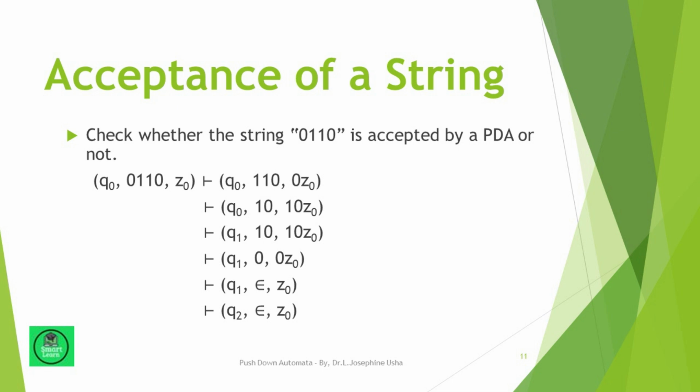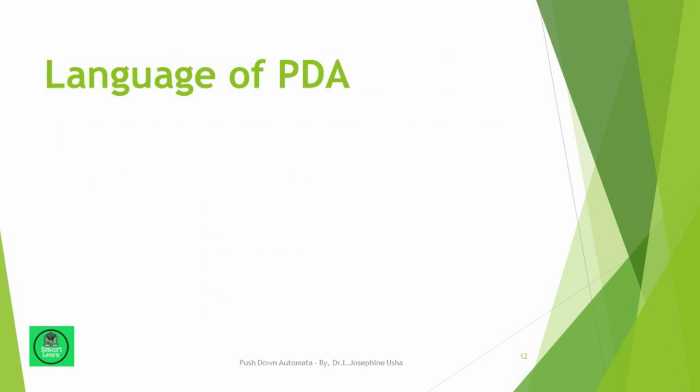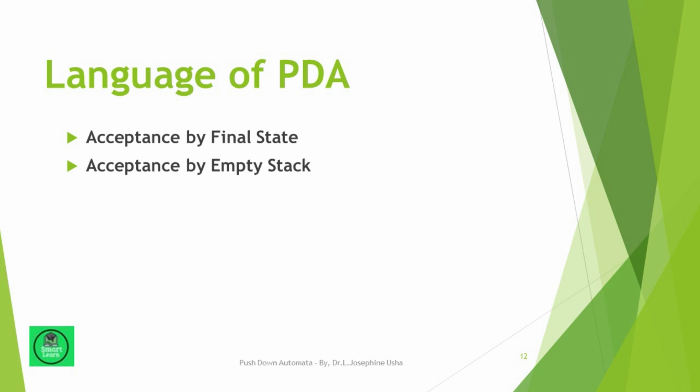So this is a way we can decide whether the string is accepted or rejected using the instantaneous description of pushdown automata. Next we see the language of pushdown automata. You know what a language is, right? The language is the set of strings accepted by the pushdown automata. Next we see how we can define the language of a pushdown automata.